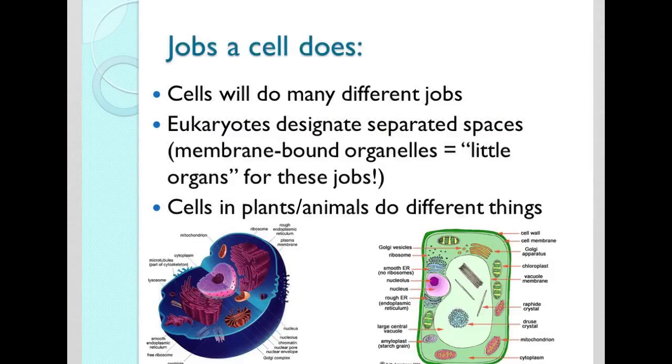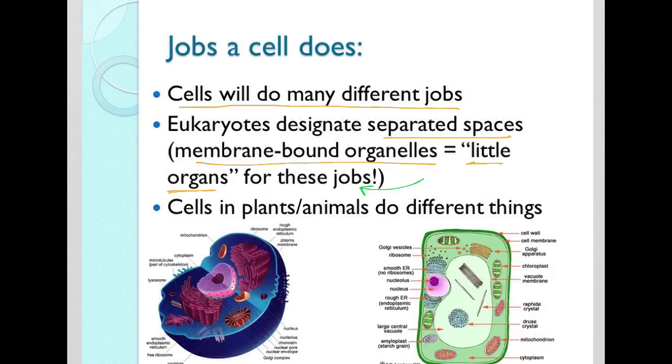Let's think about some of the jobs a cell does. Cells will do many different jobs, and eukaryotes designate separated spaces, which will be membrane-bound organelles, okay? Meaning little organs, organelle, to do those jobs, okay? So they have separate spaces for those jobs. It somewhat makes them a little bit more efficient.